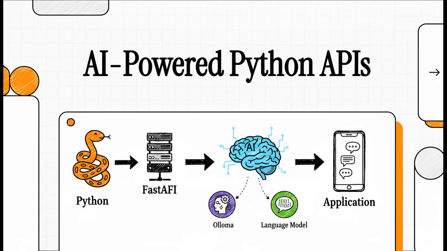Have you ever used an app and wondered how it gets that spark? You know, that little bit of intelligence? Well, today we're going to pull back the curtain and show you exactly how to build your very first AI-powered Python API. We're going to connect a simple application to a powerful language model. Basically, we're going to give it a brain. Let's get right into it.